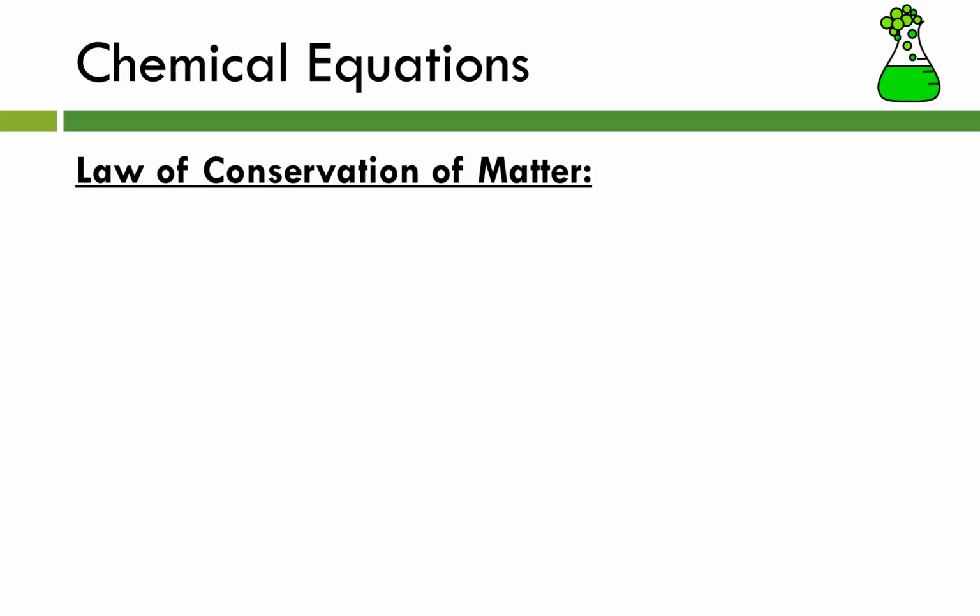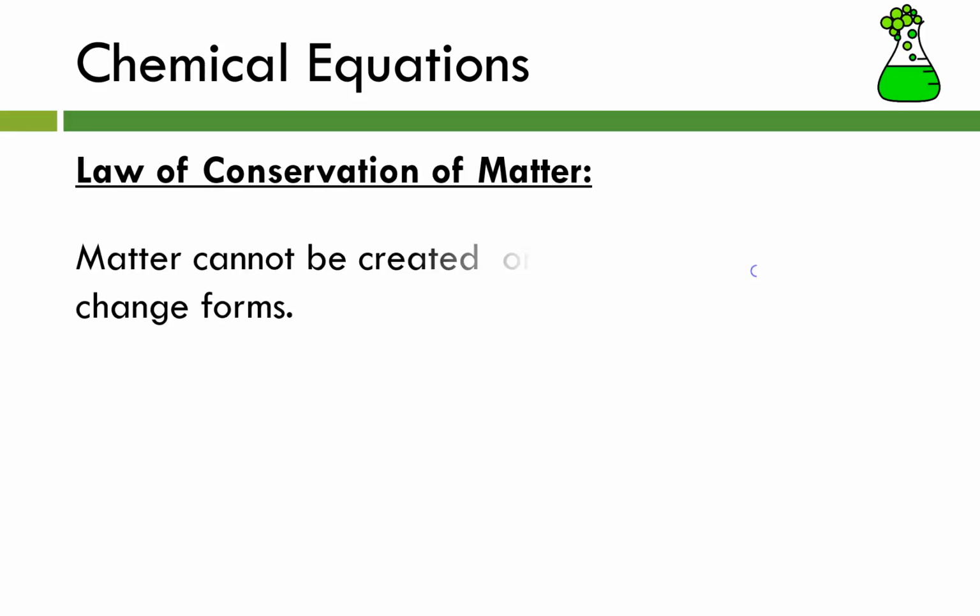When we're balancing chemical equations, what we're really trying to do is apply the law of conservation of matter. The law of conservation of matter states that matter cannot be created or destroyed. It can only change forms. Really what this means is when I go to balance an equation, I need to make sure that there are the same number and same type of atoms on both sides of the equation. It's not possible for me to get rid of an atom or to create a new one.